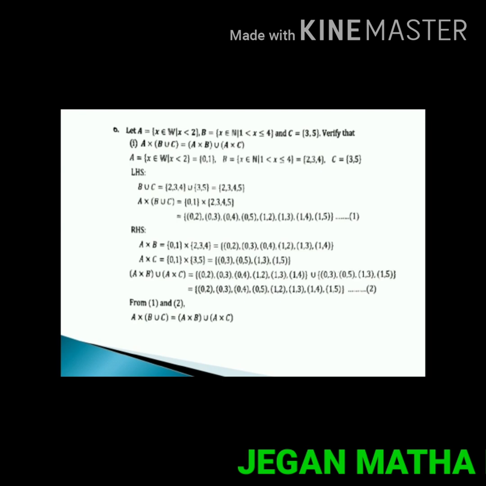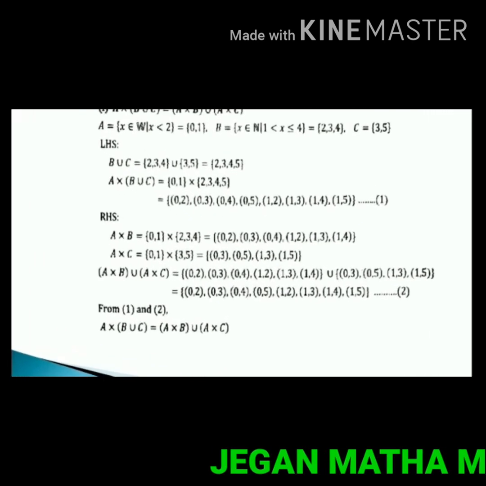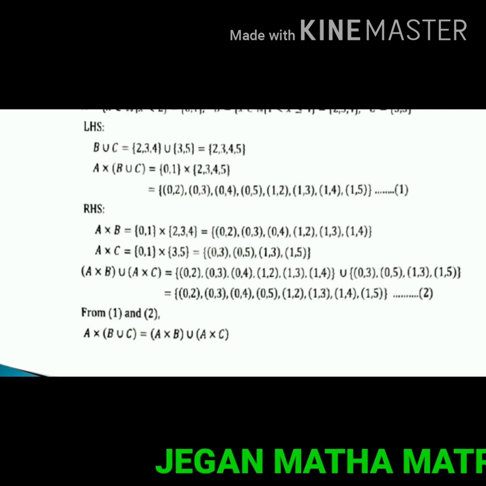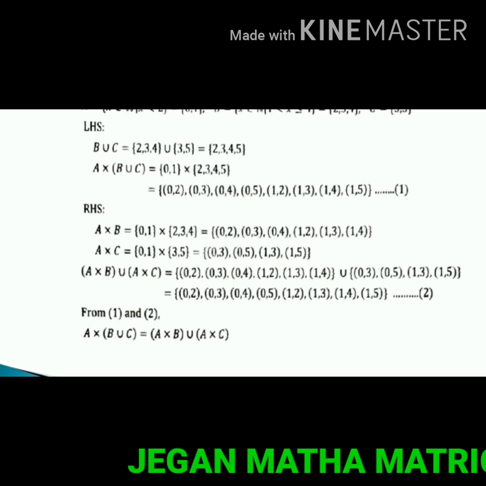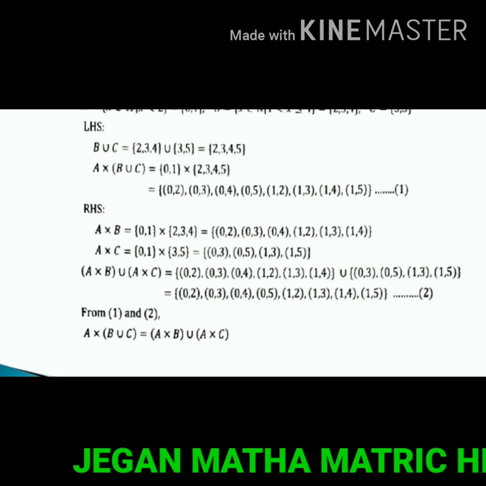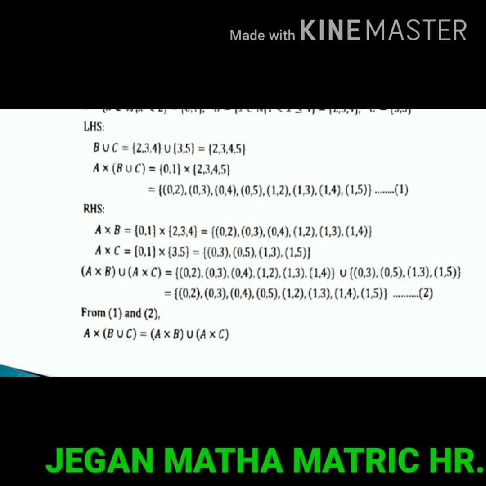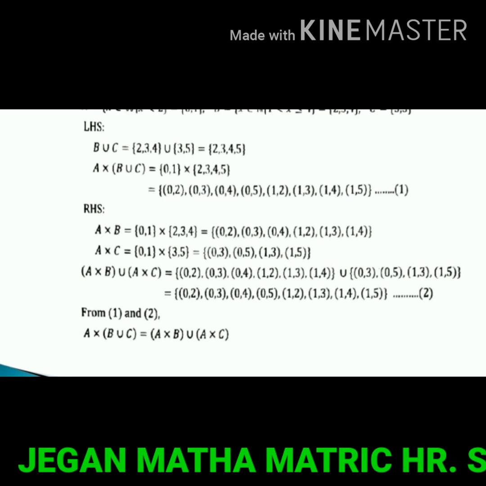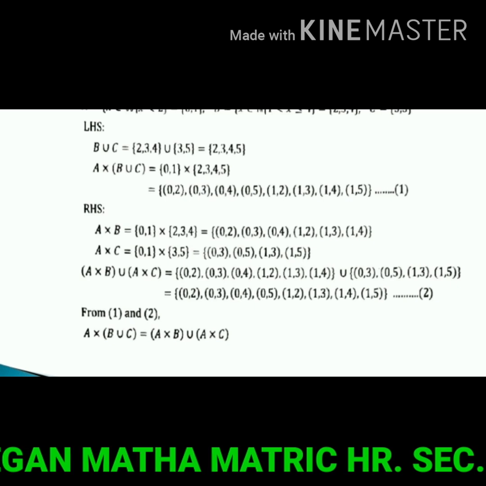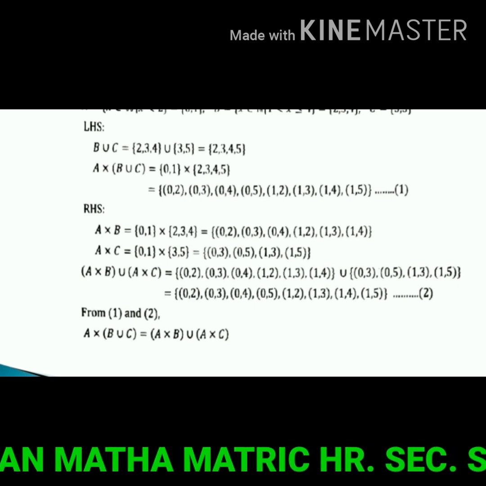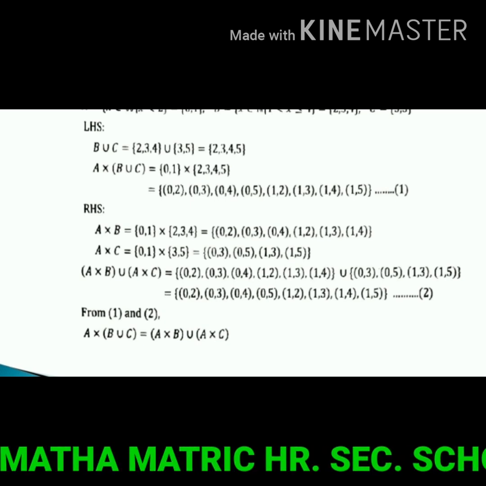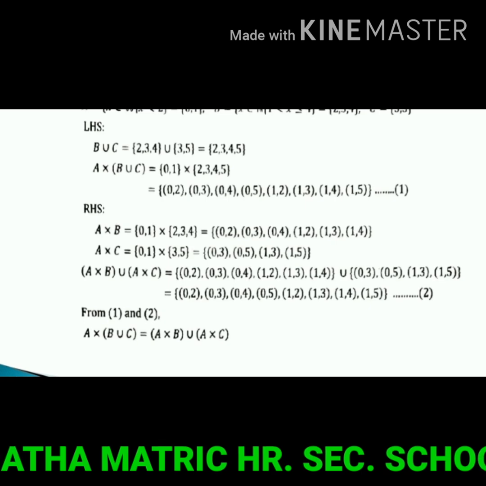Then the right hand side: A cross B is {0, 1} cross {2, 3, 4}, giving (0,2), (0,3), (0,4), (1,2), (1,3), (1,4). Then A cross C is equal to {0, 1} cross {3, 5}, so (0,3), (0,5), (1,3), (1,5). So (A cross B) union (A cross C) takes both sets of ordered pairs; we take the union, adding the two sets. We have (0,2), (0,3), (0,4), (0,5), (1,2), (1,3), (1,4), (1,5). So from 1 and 2, we have left hand side equal to right hand side.